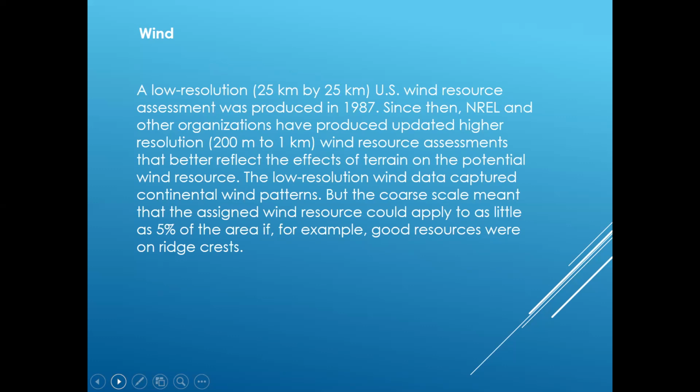So here it is produced. You can check it out: updated resolution 200 meter by 200 meter to 1 kilometer. They have the particular height, and here we can check it out. But the coarse scale meant that the assessed wind resource could apply to as little as 5% of it. For example, good resources were on ridge crests. So they were telling that only in the top hill and mountain areas are we going to get consistent wind and also quality wind, and the power generation will be very good.